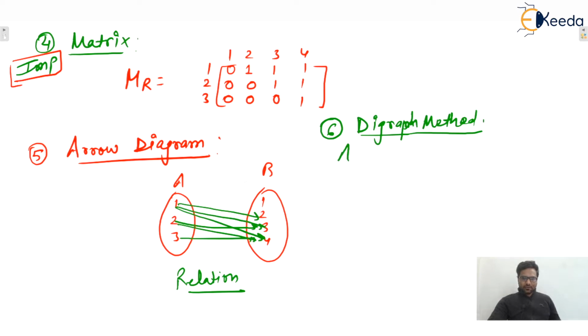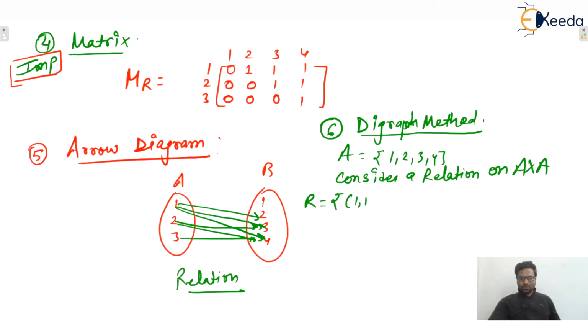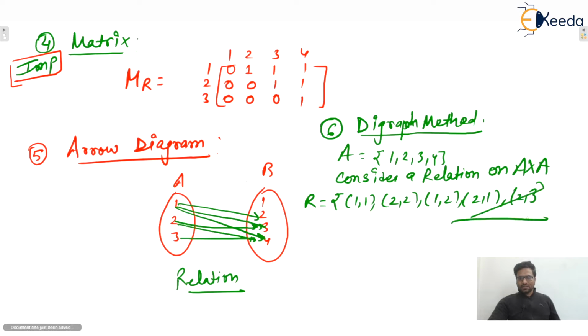So let us consider a set A given as {1, 2, 3, 4}, and consider a relation on A cross A. Let's say the relation is given as (1,1), (2,2), (1,2), (2,1), and (2,3). This relation is given, so we can represent this particular relation.